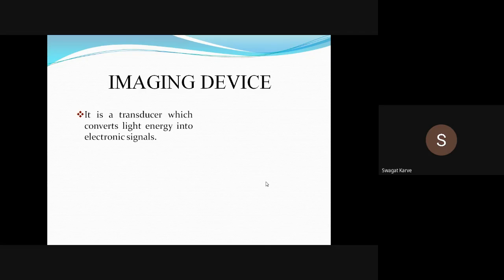So this imaging device is a very, very important part in any video camera, and in your normal camera also. So it is a transducer which converts light energy into an electronic signal.